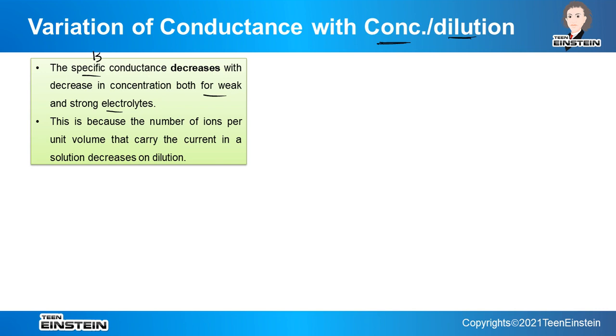It doesn't matter whether you have a weak electrolyte or a strong electrolyte, it will always decrease when concentration is decreased, because the volume is specific, that is unit volume. When you decrease the concentration, the number of ions will decrease, and if the number of ions decreases, obviously kappa will also decrease. The reason is written here: this is because the number of ions per unit volume that carry the current in a solution decreases on dilution. So this is the reason.